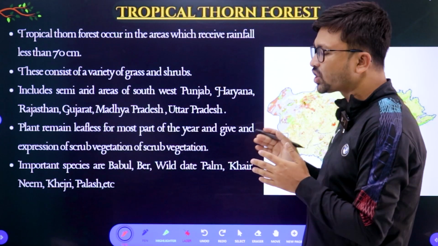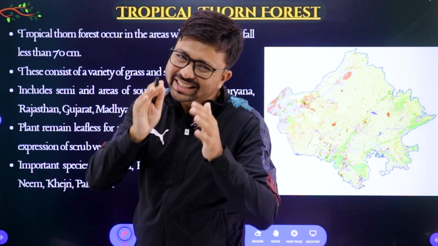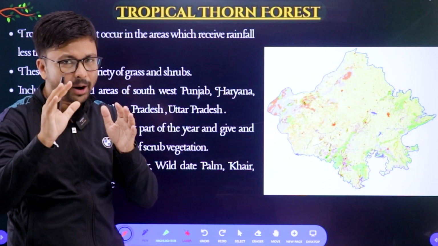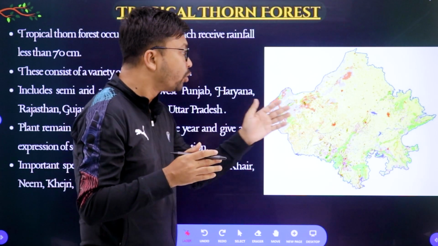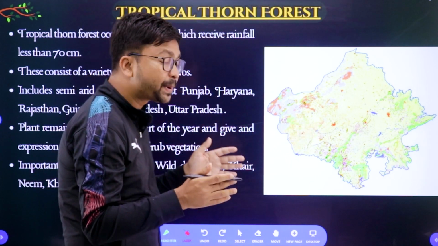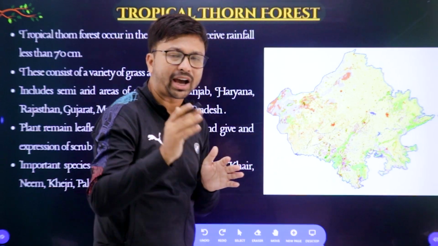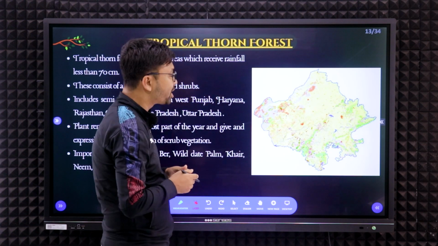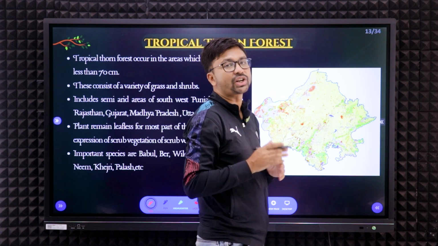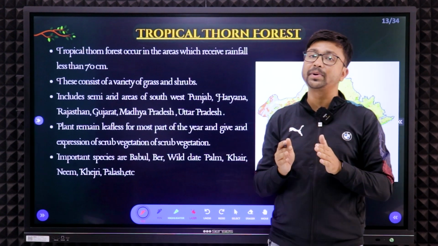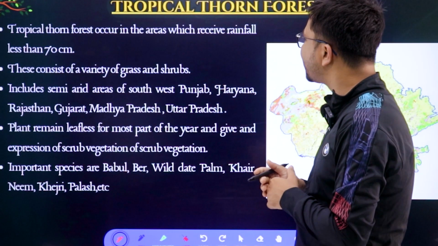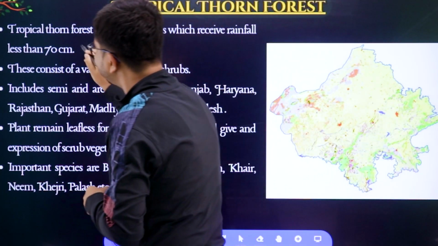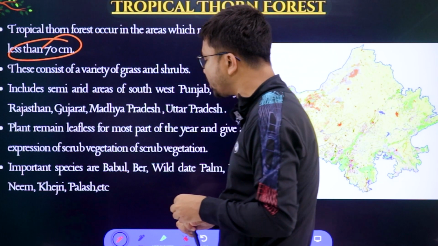Let's see the next important type of vegetation, that is the thorn vegetation or desert vegetation. This type of vegetation in India we get in areas where rainfall is comparatively low, less than 70 centimeters, especially the western part of India. States like Rajasthan and Gujarat carry this type of vegetation. Another name for this type of vegetation is xerophyte vegetation. So here you can see the required condition: less than 70 centimeters of rainfall.